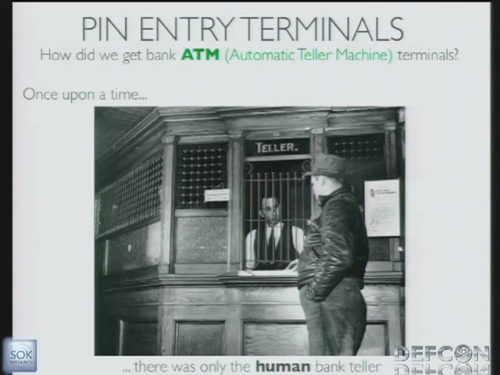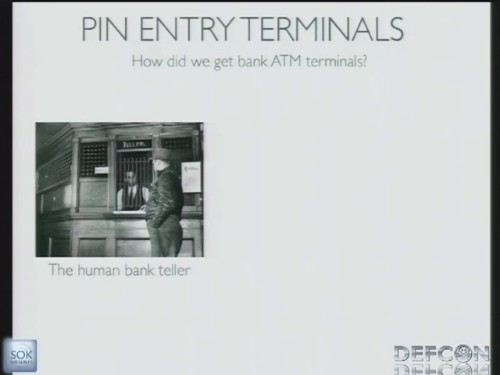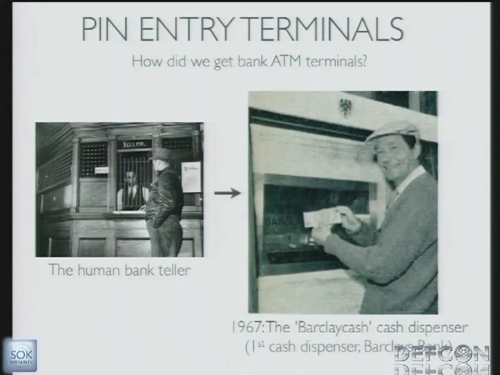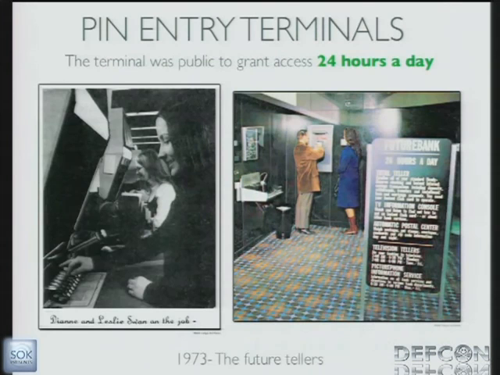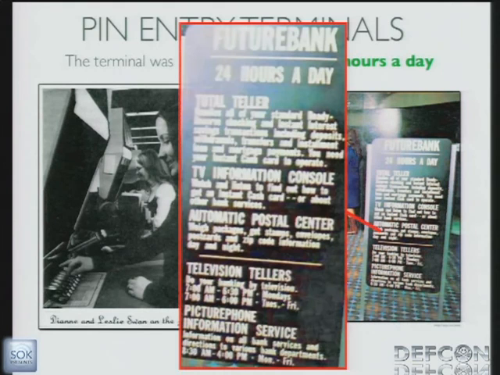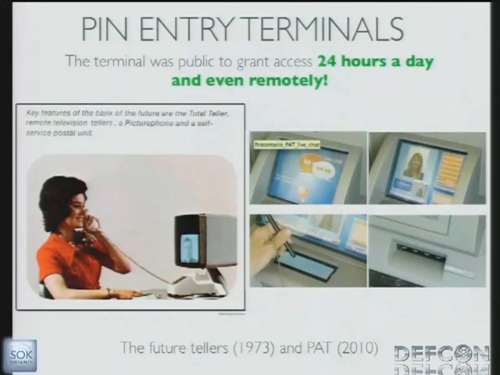Well, before there were ATMs, there were just the human bank teller. You went to the bank, you dealt with a human. It was a reasonably private interaction. And so, when designers say we're going to replace the bank teller for whatever reason, you get a machine that acts like a teller. So that's the first cash dispenser, 1967. And the early ATM concepts really replaced the interaction with the human. They had a human on a video screen. This is the 1973 Future Teller. And you can see these television tellers. They had a person somewhere else remotely doing a virtual shared interaction, just like the real teller.